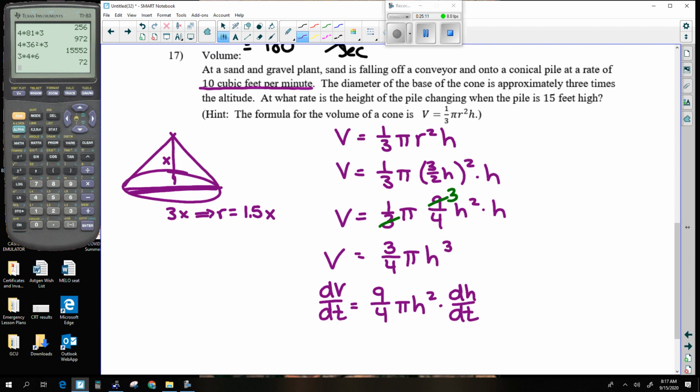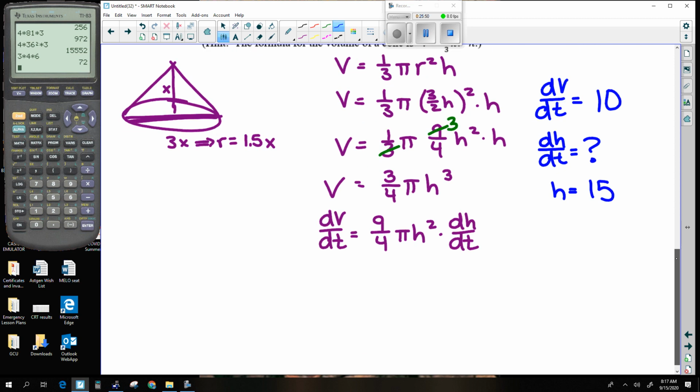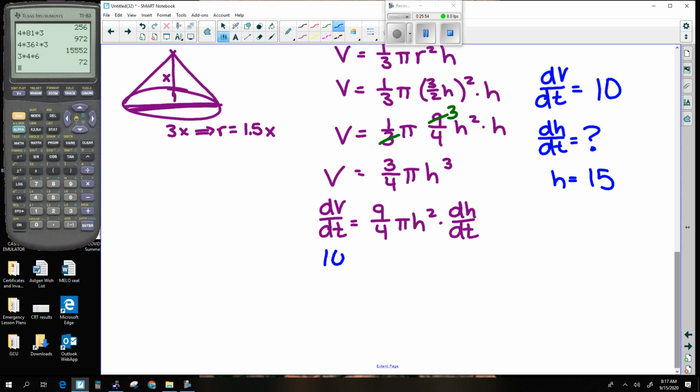Let's see what they give us. They say the sand is falling on at 10 cubic feet per minute. That's a volume, so the change in volume of this pile is positive 10 cubic feet per minute. And they want to know what is the rate of the height when the height is 15 feet high. So dV/dt is equal to 9/4 pi h squared dh/dt, and that's the question. How is the height changing?